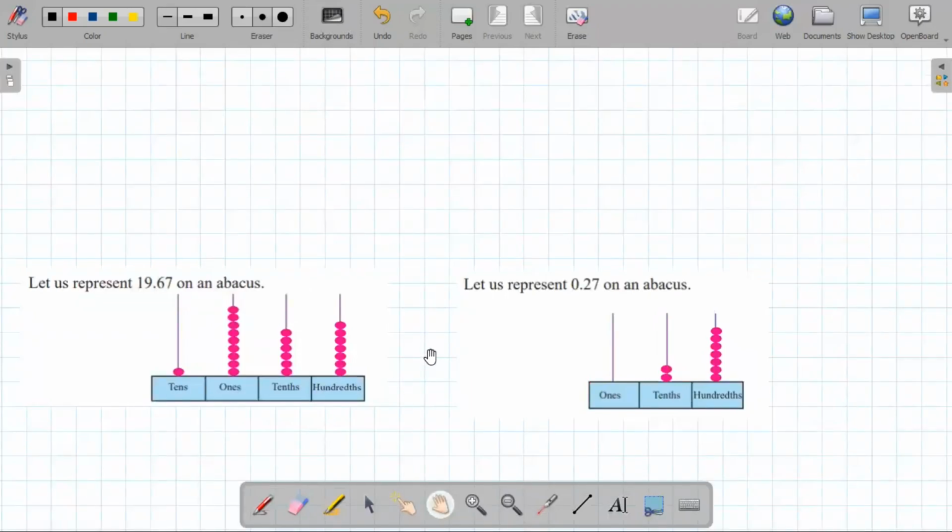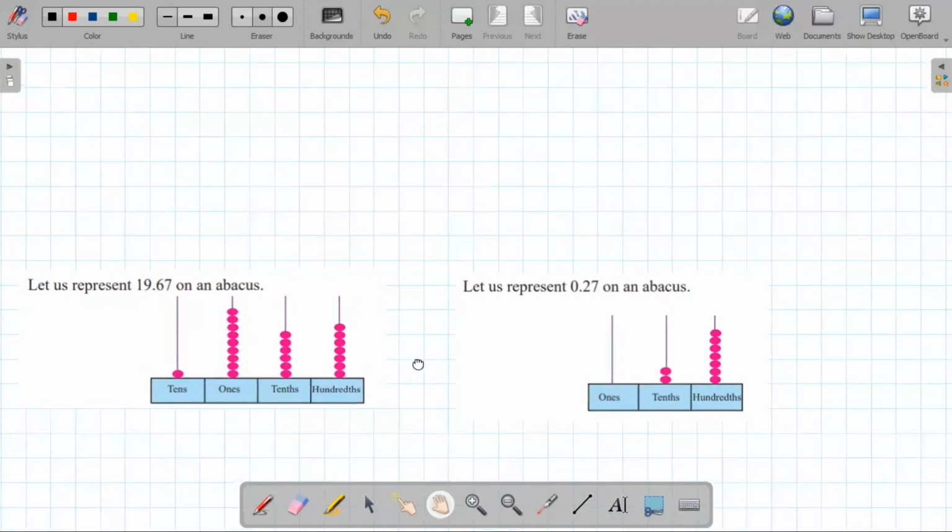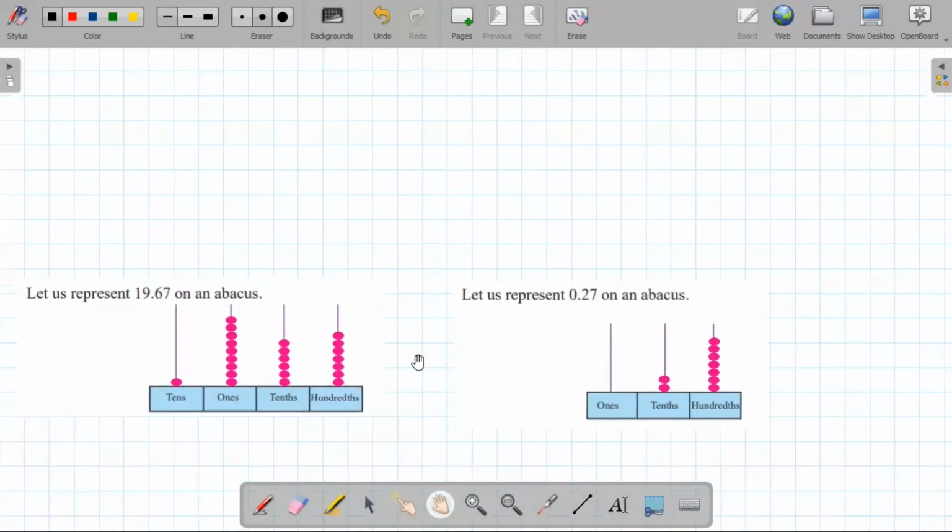So it's very easy to present a decimal number on an abacus, right? The only thing you have to keep in mind is, after the decimal point, to the right hand side, you are going to start with tenths, then hundredths, likewise thousandths, right? So that's the way of representing a decimal number on an abacus.